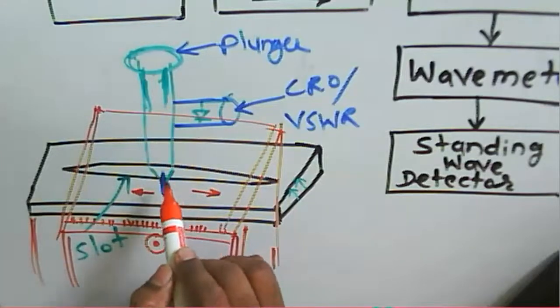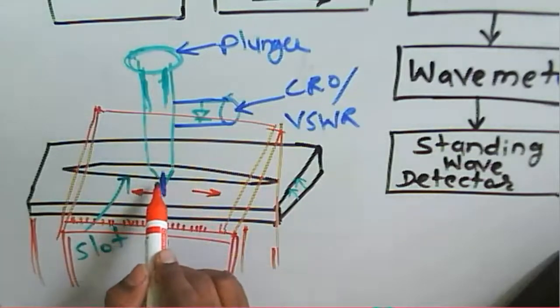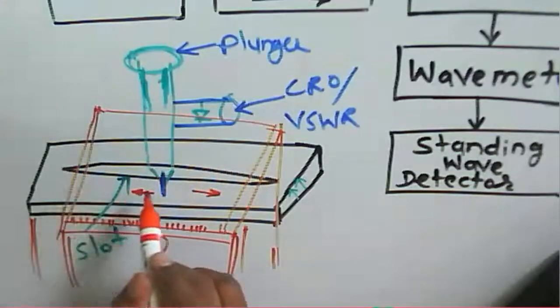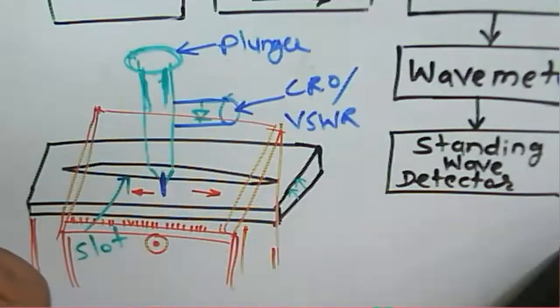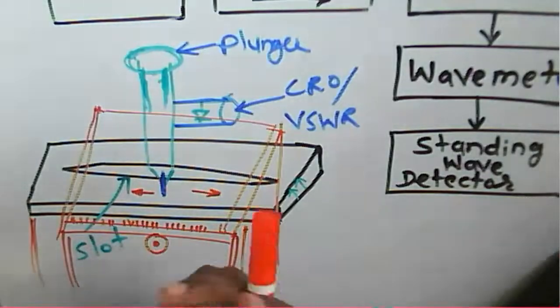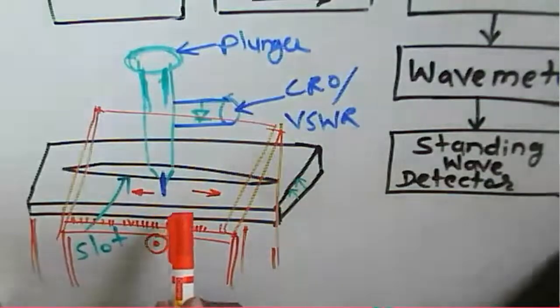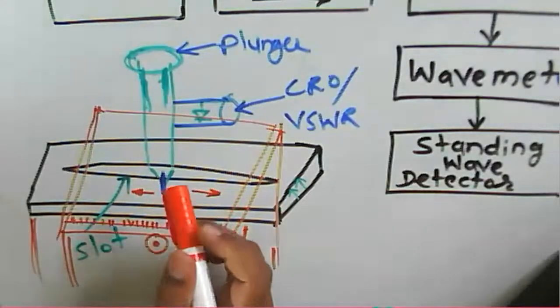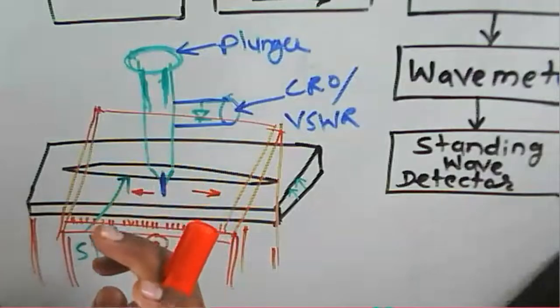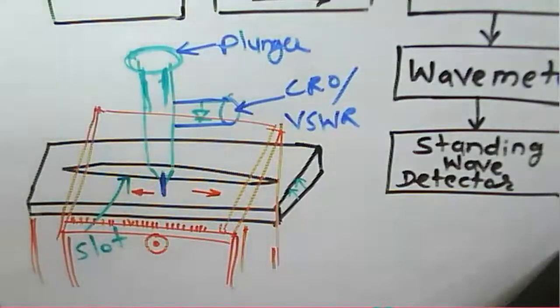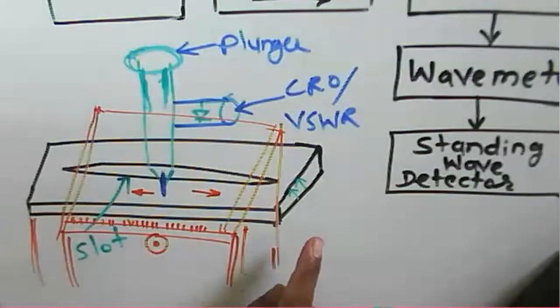So the probe is inserted inside the waveguide. Where is it inserted? At the broader side of the waveguide, there is a slot present. Through that slot, the probe is to be inserted, and we are supposed to insert a small section of the probe, so that the probe is able to measure the field here. Now we can move this probe toward the load end or toward the source.